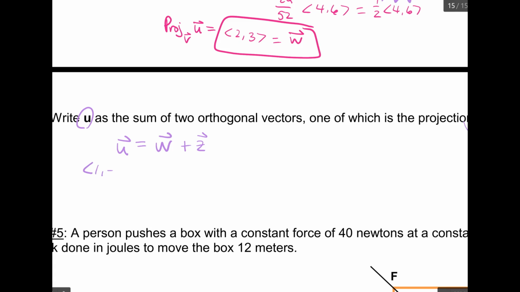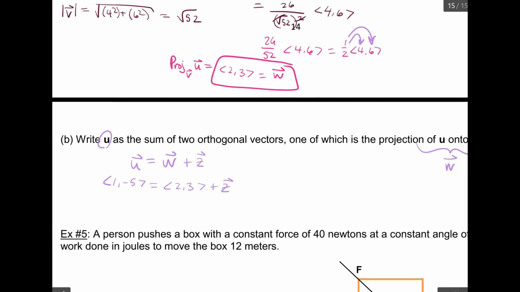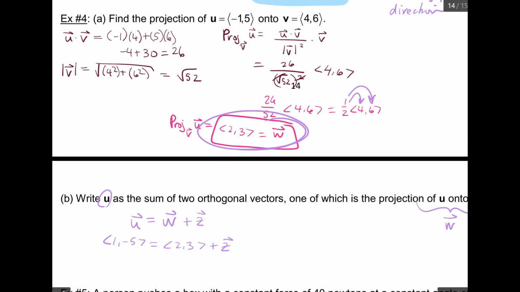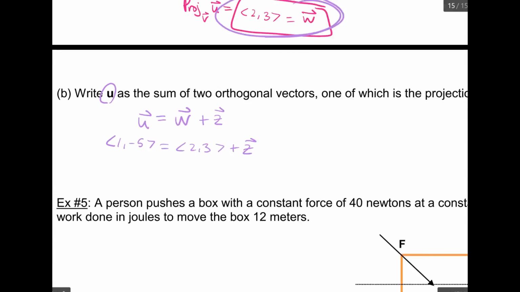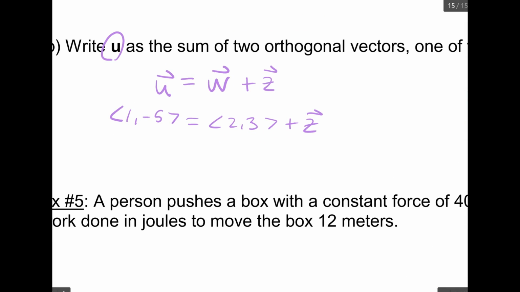My vector U is 1 comma negative 5. My vector W is 2 comma 3. Let's solve for what this vector Z would be. This is part B of the same problem. If I subtract my W vector from both sides, I have 1 comma negative 5 minus 2 comma 3. That's my vector Z.